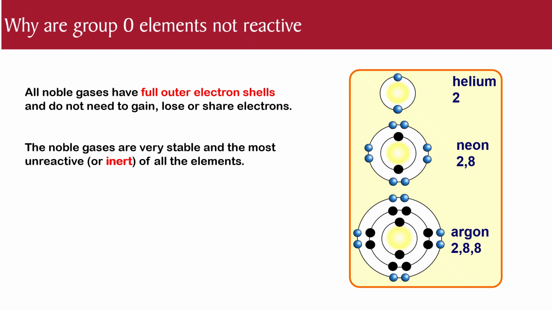The final group that you might get talked about is group 0, the noble gases: helium, neon, argon. They all have a full outer shell. So if they've got a full outer shell, they don't want to gain an electron, they don't want to lose an electron, so therefore they are inert, they are very stable.